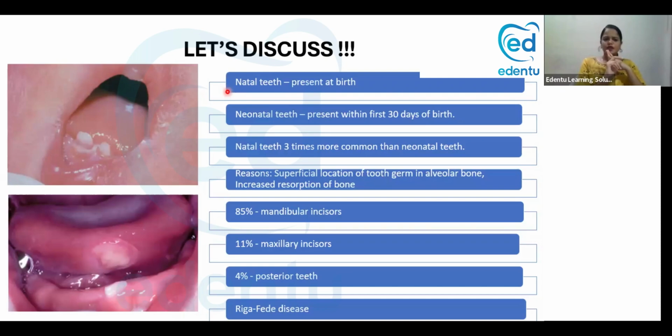Because of the presence of natal teeth, during breastfeeding the ventral surface of the tongue can impinge on the natal tooth and form a traumatic ulceration, as you can see in this picture. Such an ulcer or condition is called Riga-Fede disease. Remember this Riga-Fede disease.